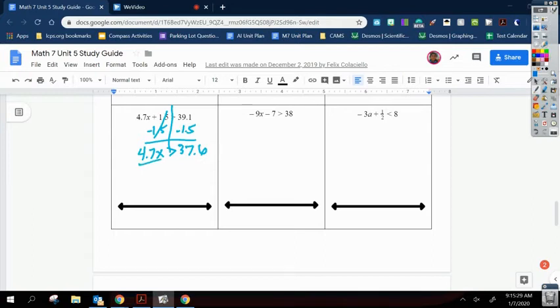We divide both sides by 4.7, and we get x. The symbol does not flip, and 37.6 divided by 4.7 is 8. So it ends up being a nice answer. 8 in the middle, 7, 8, 9, open circle, x on the big side, so we shade to the right, the bigger numbers. Split down the middle, undo minus 7 by adding 7 to both sides.